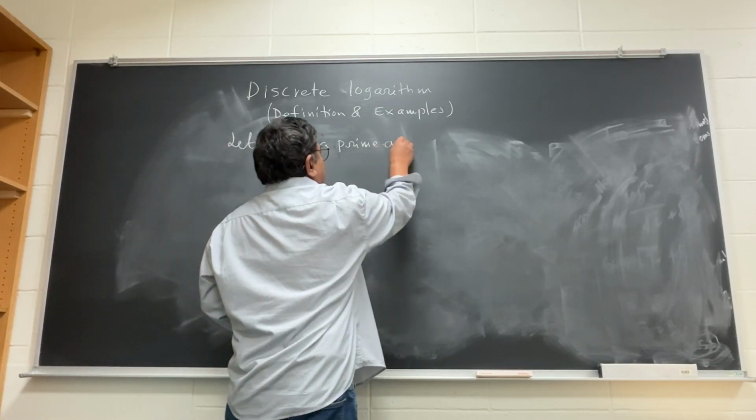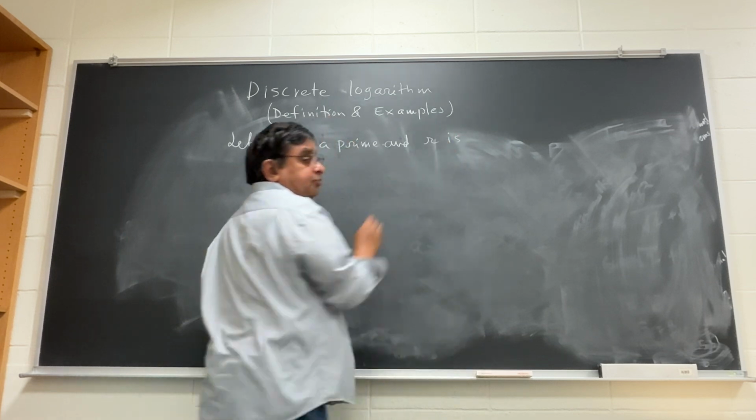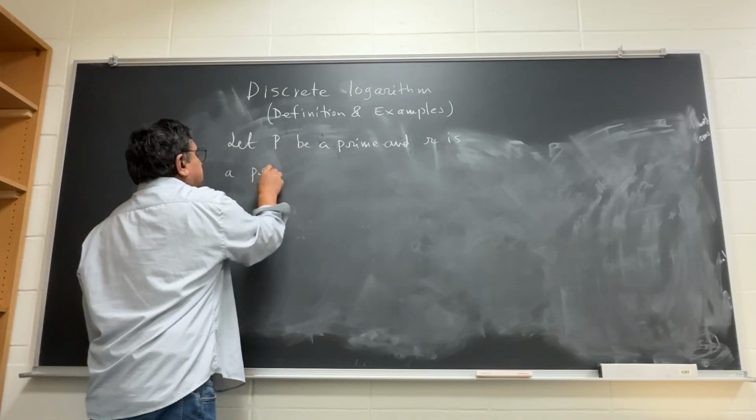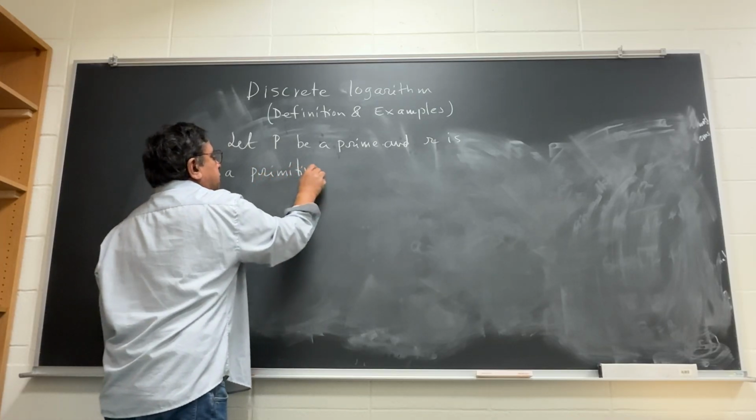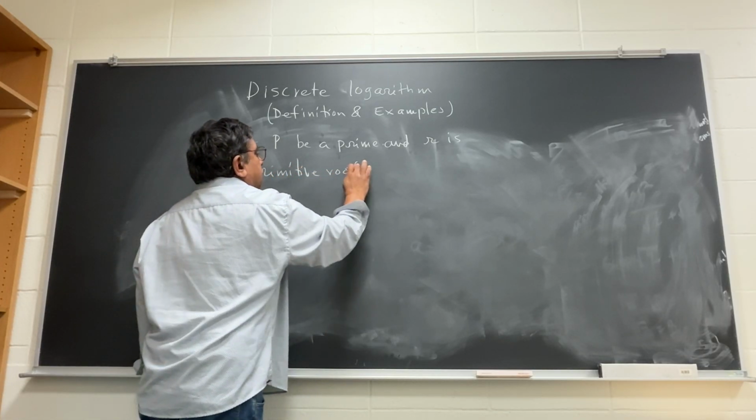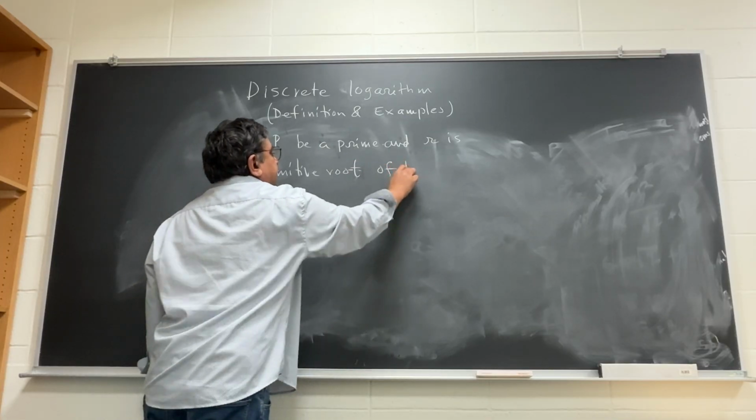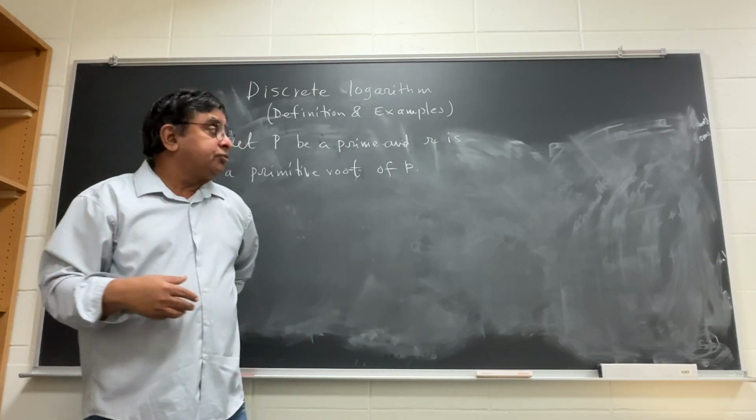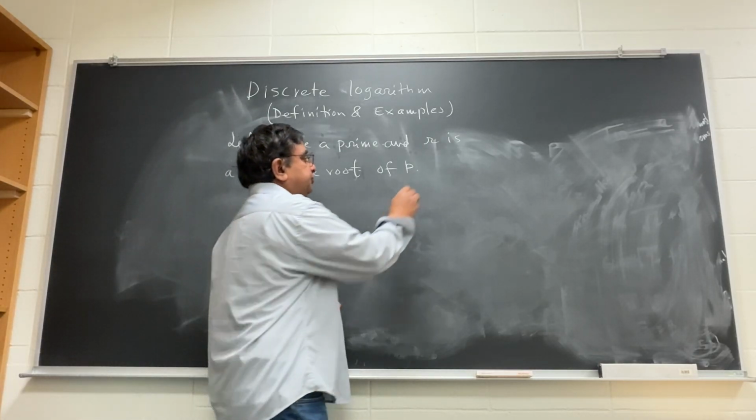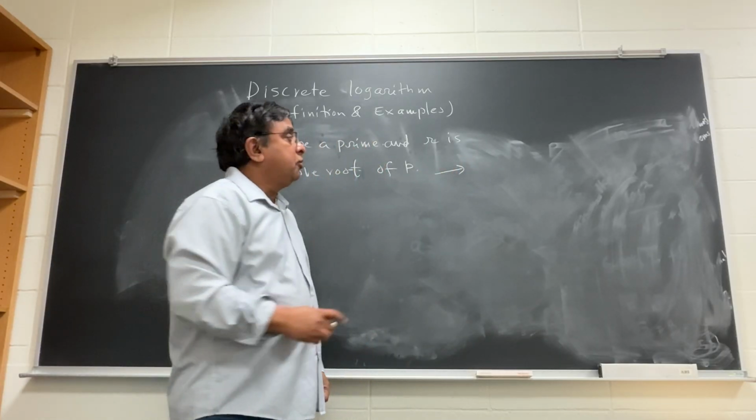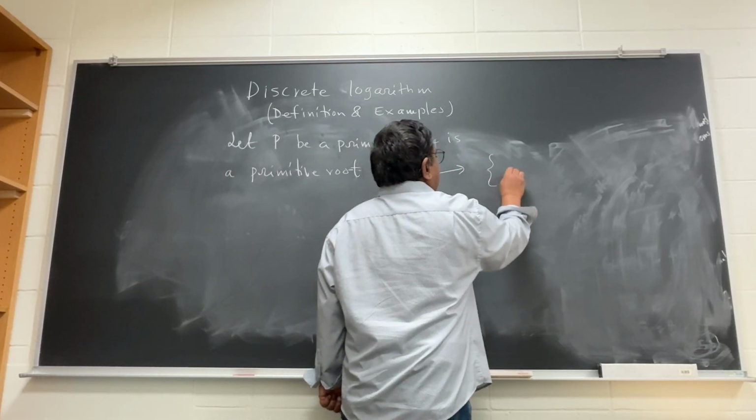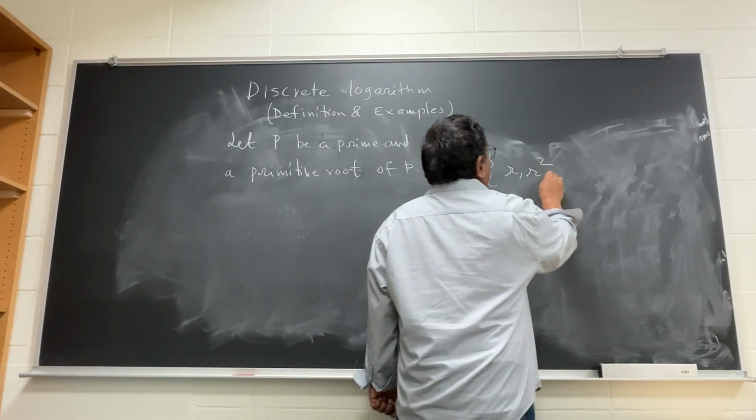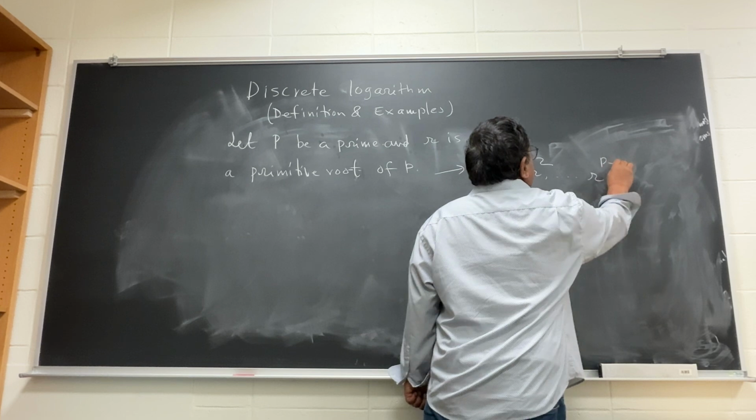And R is a primitive root of P. We talked about primitive roots in a previous video. So what it means is, if you compute R squared up to R to the power of P minus 1.